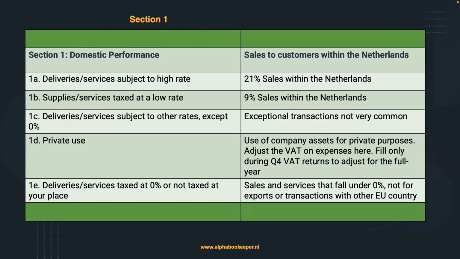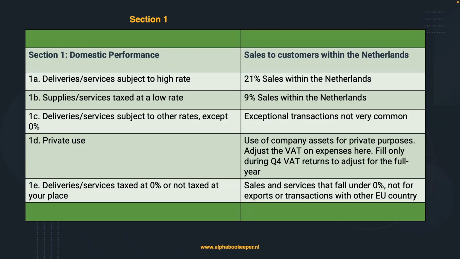So these are activities between you and customers within the Netherlands. 1A is for deliveries at 21% VAT rate. 1B is for deliveries at 9% VAT rate. 1C, deliveries that are subject to other rates except 0%. This is very uncommon in day-to-day transactions for most people.